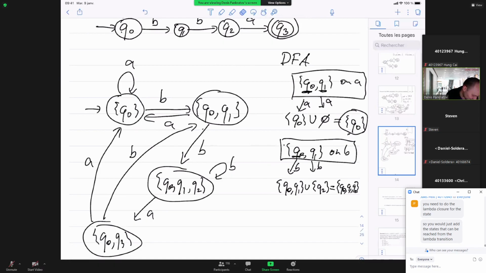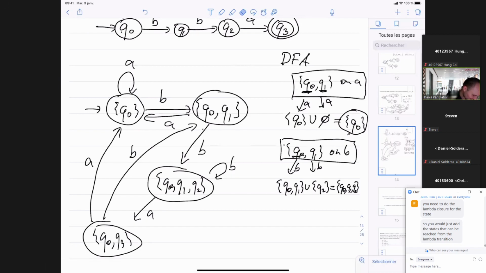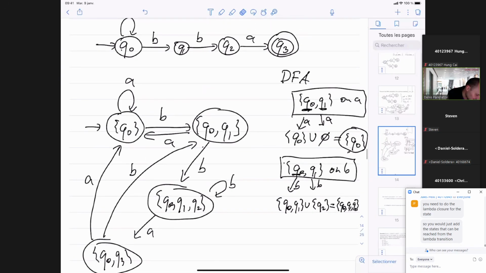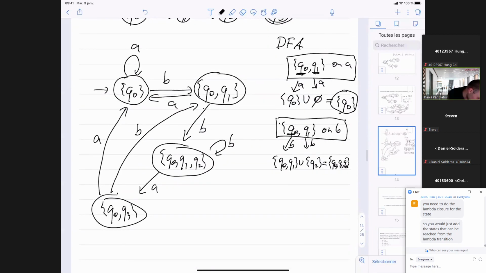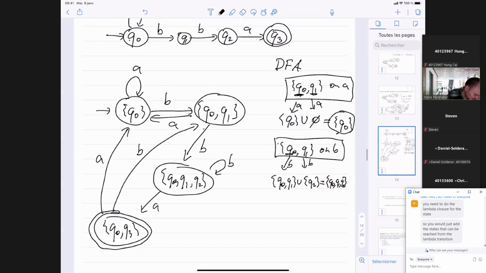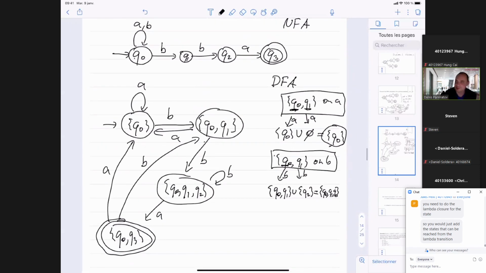Now, we only need to decide which ones are the final states, and they would be the states where Q3 appears. And Q3 appears only in this one. So this becomes our final state, like this. And as I mentioned, if you have lambdas somewhere, always take lambdas and include them. For instance, rather than Q0, Q1, Q2, if there was a lambda transition to somewhere else, you include that state also. So lambdas can be included anywhere.